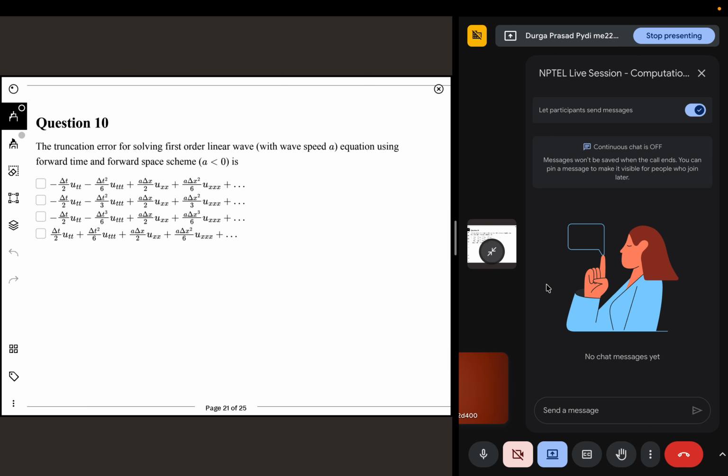Okay. This is the last question. The truncation error for solving the first order linear wave equation with wave speed a using a forward time and forward space scheme is. Which of these is true? So forward time, forward space is first order in both time and space. So which one of these is correct?